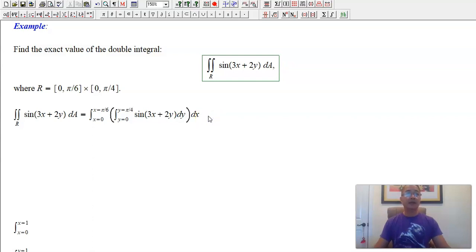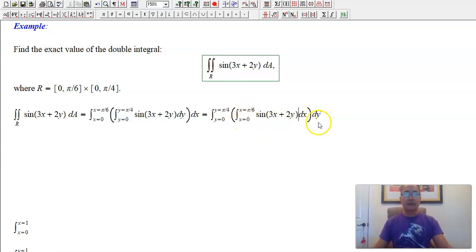What's the other version of Fubini's theorem? So we reverse the x's and the y's. So y will go on the outside, dy. Whoops, I said y. And then on the inside, we will have the x's. So x will go from 0 to pi over 6. Then we have dx. And then we will have our function inside.